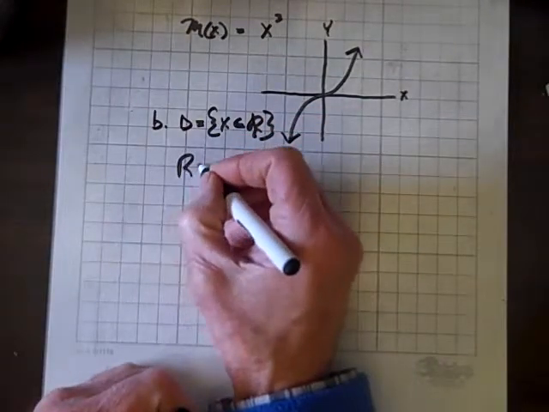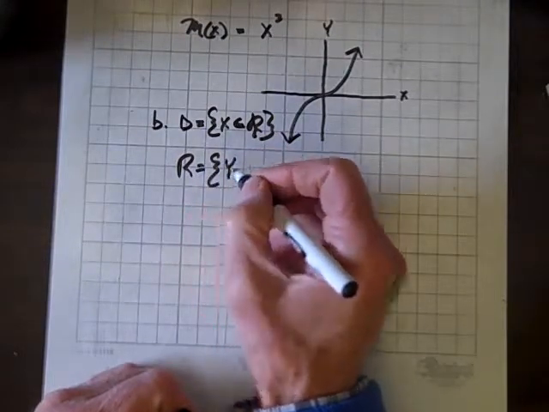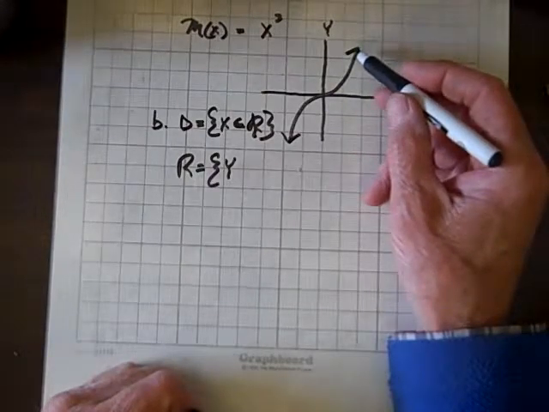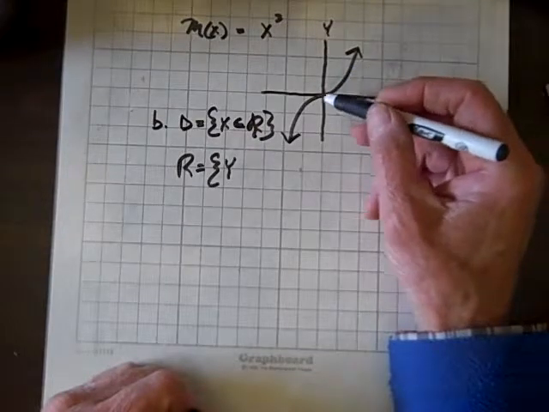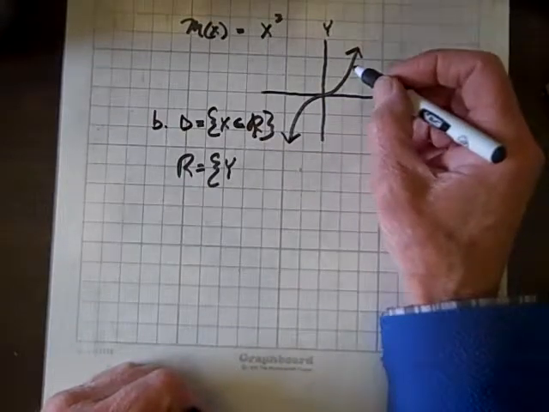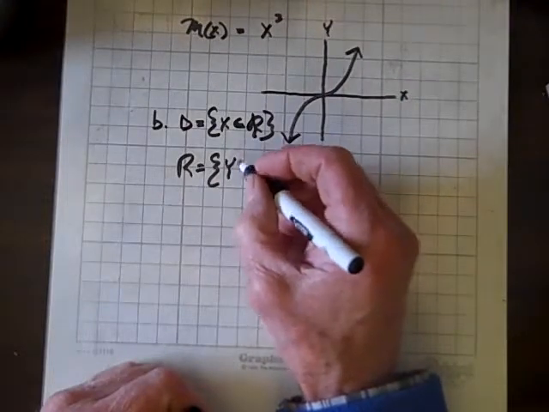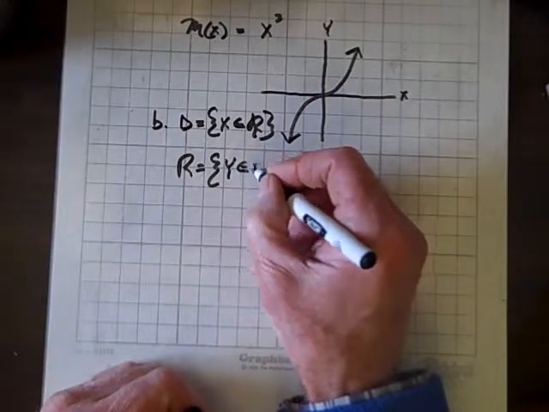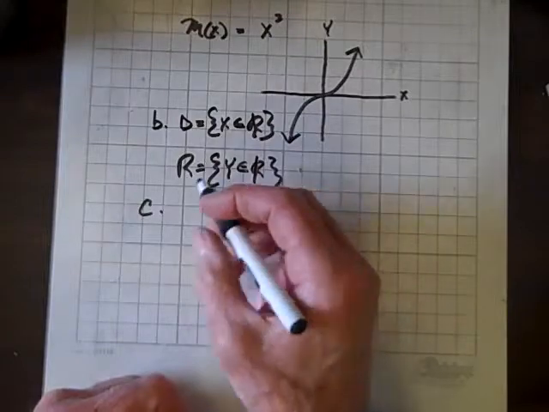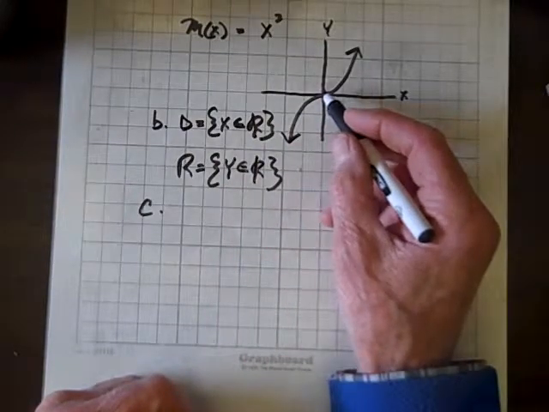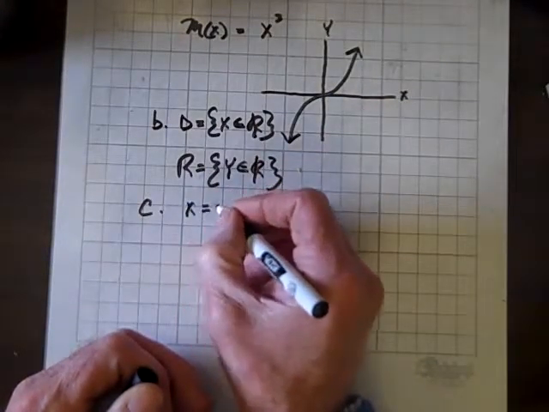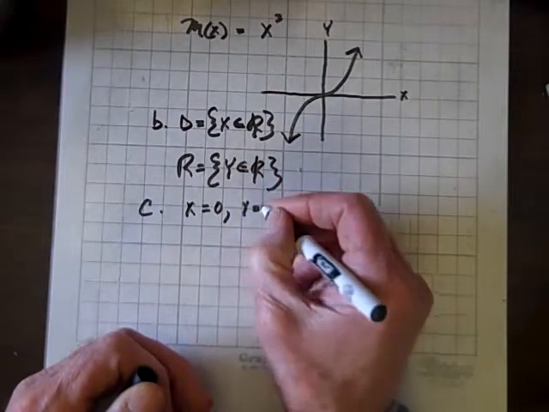The range equals the set y, and notice, just by observing the graph, this graph goes in a negative direction forever and in a positive direction forever. So the range is y element of the reals. They're all real numbers. The intercepts, well, we just have one intercept here. It's at (0, 0), so the x-intercept equals 0, the y-intercept equals 0.